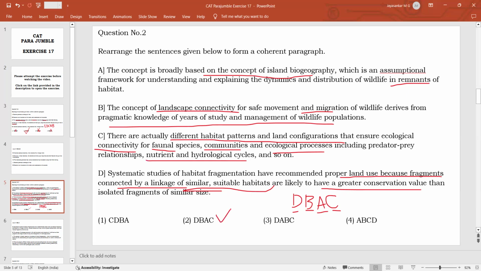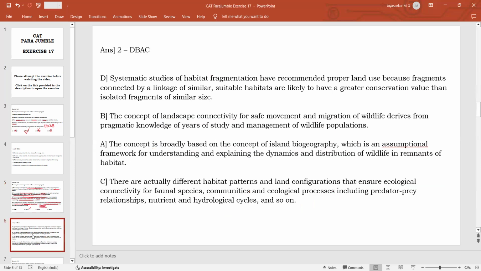This question cannot be answered using the traditional para jumble techniques. You need to have a very good understanding of whatever is stated in the passage. Only then will you be able to see the connection. So this is a really tough question, but if you are a good reader, you will be able to unjumble this without too much of a problem.